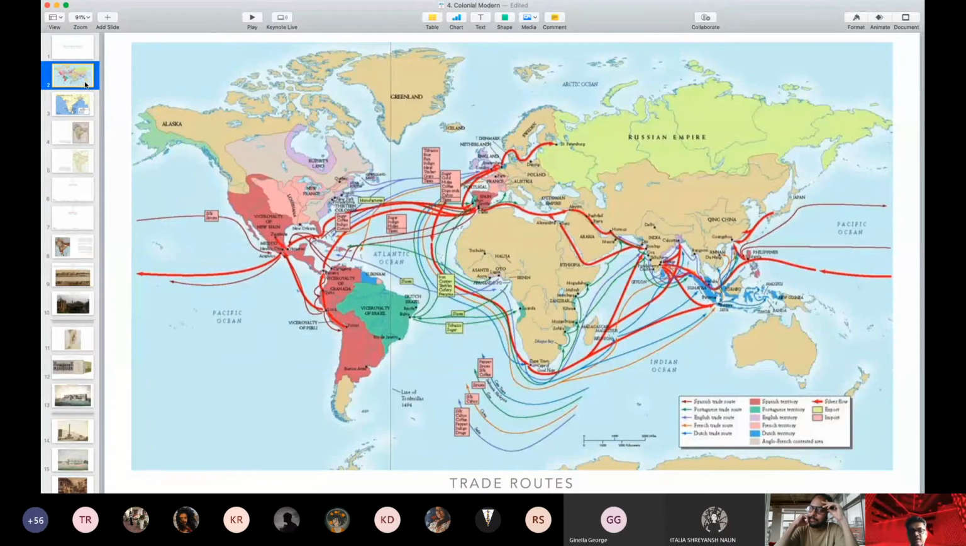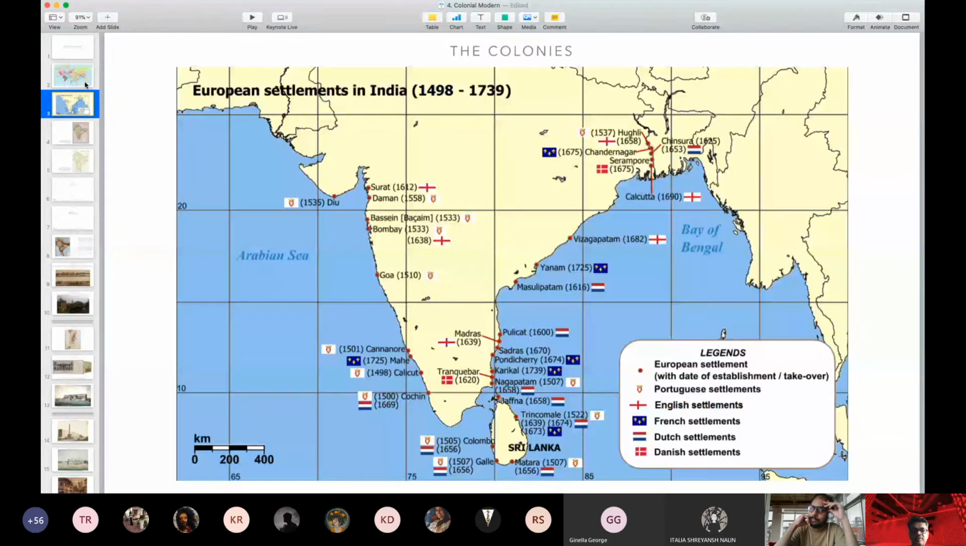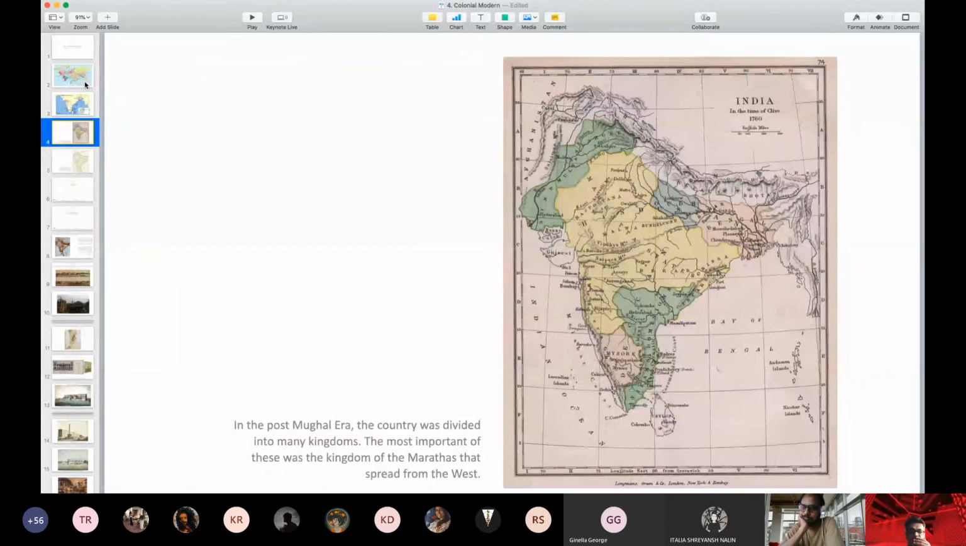This is, for example, the different colonial settlements that existed in the country from 1498 till 1739. And if you see, they are primarily along the coast, because that is the place where all the ships from Europe came and landed and set up these little ports from where goods used to be transported up and down. The Portuguese, the English, the French, the Dutch, even the Danish created colonies in India. Okay? And this is how India was at that time.